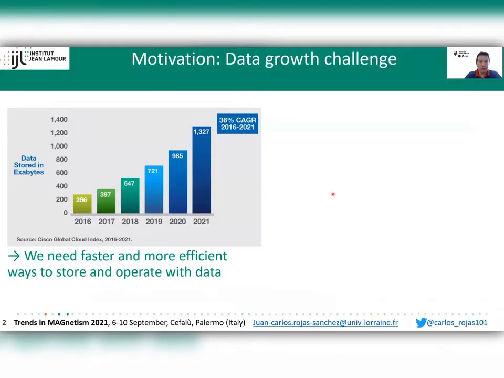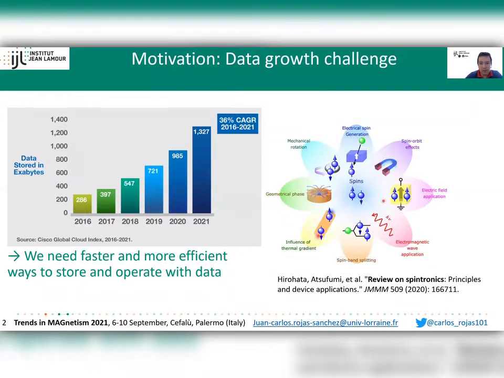So one of our motivations, besides fundamental research, is to face this exponential data growth challenge that we have, for example, to store the data. So we need a faster and more efficient way to store and operate with data. And thanks to this property of electron and spin and different stimulus or interaction, we can face this challenge with new types of memory.